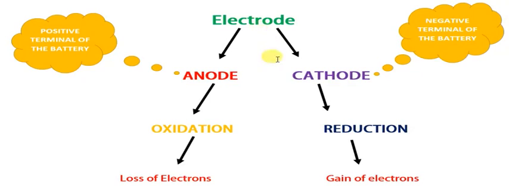Of the electrodes, one is called the cathode and the other one is called the anode. The anode is connected to the positive terminal of the battery and the cathode is connected to the negative terminal of the battery. At the anode, oxidation takes place and at the cathode, reduction takes place. Reduction means gain of electrons and oxidation means loss of electrons. You will study oxidation and reduction in detail in chapter 7.4.